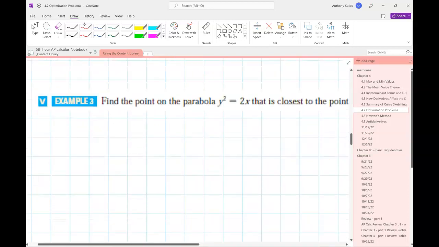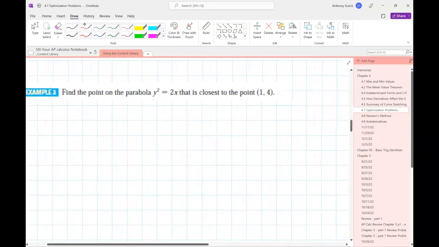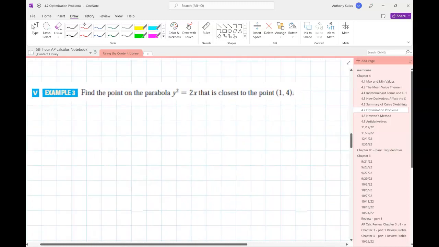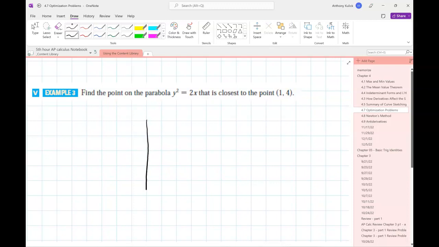I don't care about that. Let's just do another example. All right. Example says, find the point on the parabola y squared equals 2x that is closest to the point 1, 4. Well, it seems relatively straightforward in terms of what it's talking about.